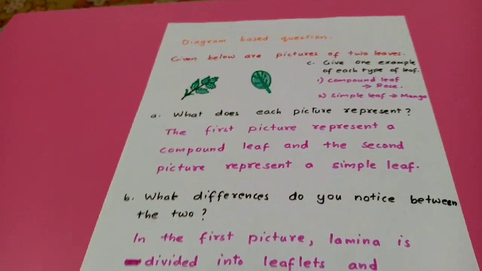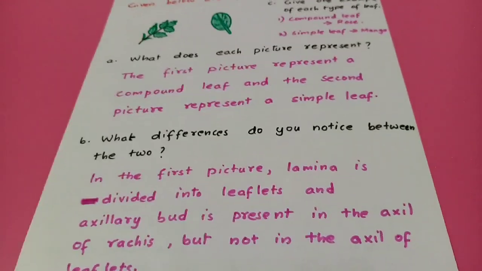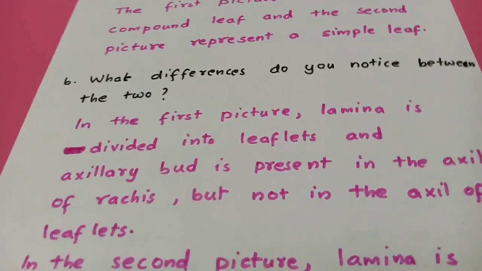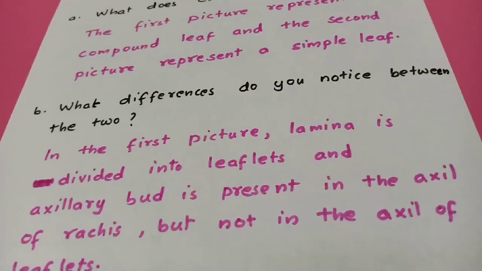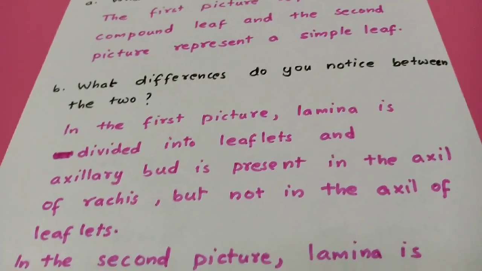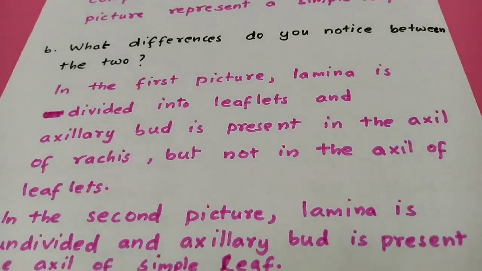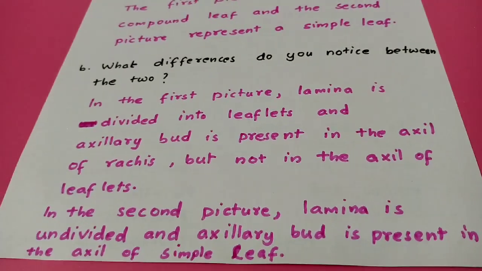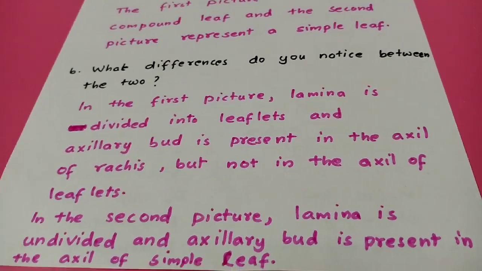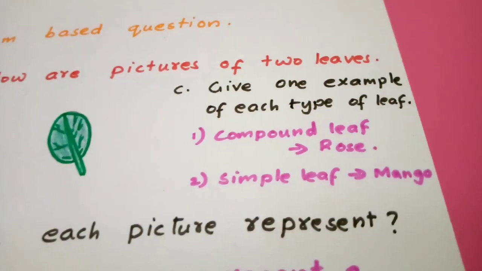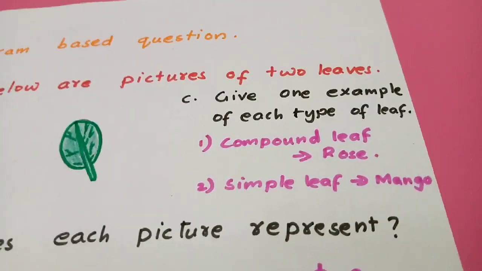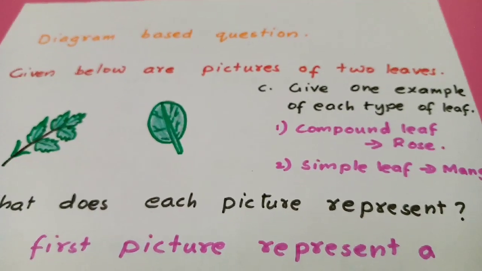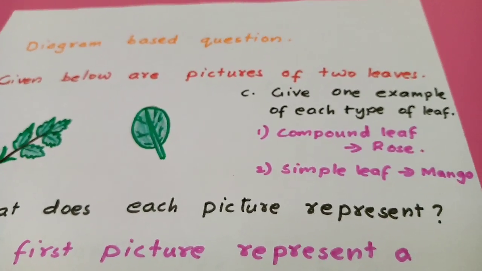Question B: what difference do you notice between the two? Answer: in the first picture, lamina is divided into leaflets and axillary bud is present in the axil of rachis but not in the axil of leaflet. And in the second picture, lamina is undivided and axillary bud is present in the axil of the simple leaf. Now question C, give one example of each type of leaf. Compound leaf, the example is rose. And simple leaf, example is mango.